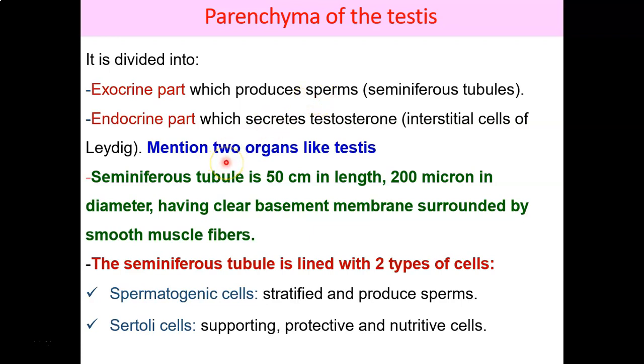Do you know another organ? Yes, I know the ovary. The ovary has an endocrine part, responsible for secretion of estrogen and progesterone, and the exocrine part, which is responsible for release of the oocyte, the secondary oocyte. Is that clear about this question? I hope so.